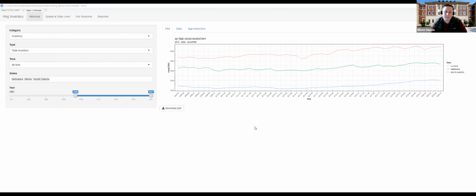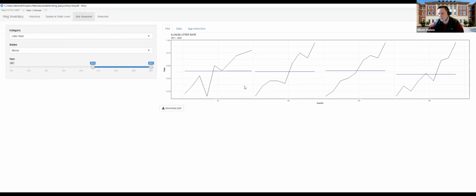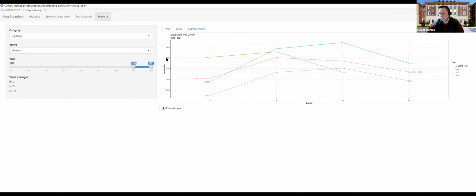Okay, so this visualizes the Hogs and Pigs report. There are several tabs up here. This one allows you to display the historical information. This allows a spatial visualization. This allows you to look at how the quarterly report goes over time by quarter. And this one is strictly seasonal, showing how that quarterly report looks over time.